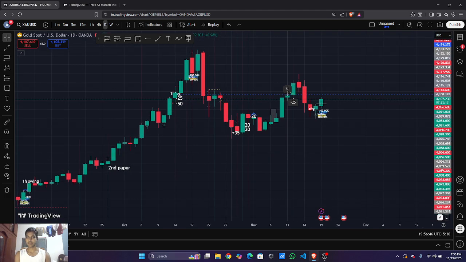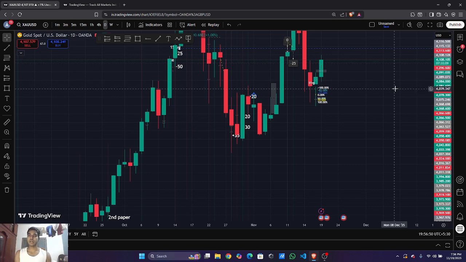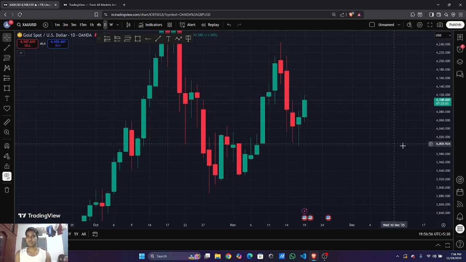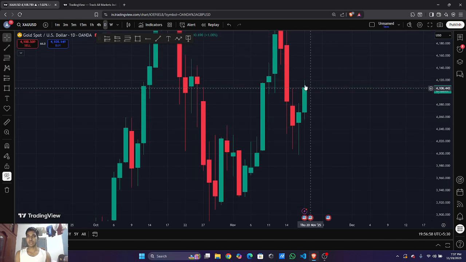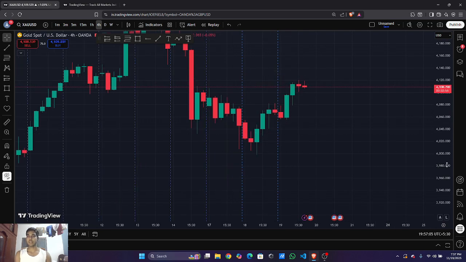Gold. It is in a daily FVG, but it looks strong. It can still continue for the upside, or it can reverse. Let's see in the small time frame.